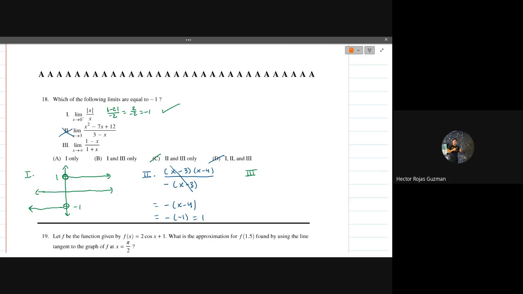The limit as x approaches infinity for that. So when you're taking the limit to infinity, you can ignore all the minor values. So we're just dealing with negative x over x, which is negative 1. Check. The answer is B. Okay.